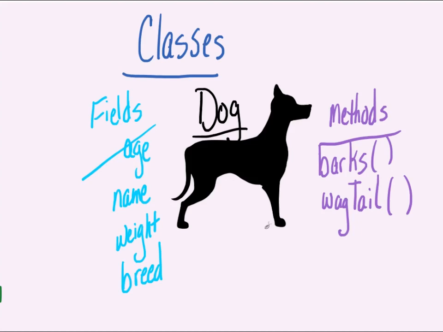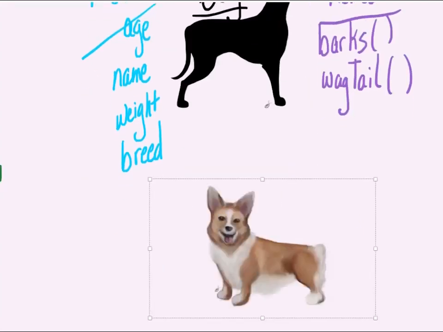And an object is an actual dog. So if we're talking about an instantiation of the dog class, we might be talking about something like this dog, this corgi here. That's an actual dog. Somebody's pet has a name, an age, a weight, and its breed is Corgi.